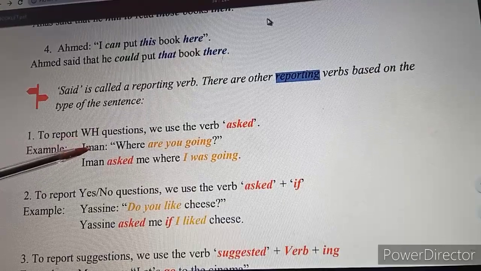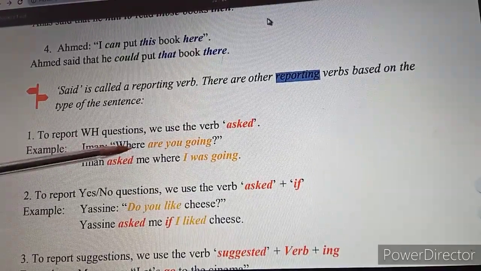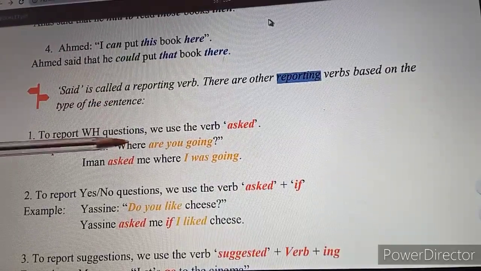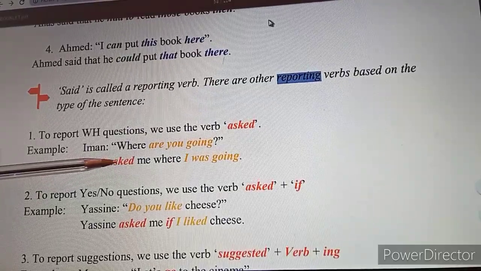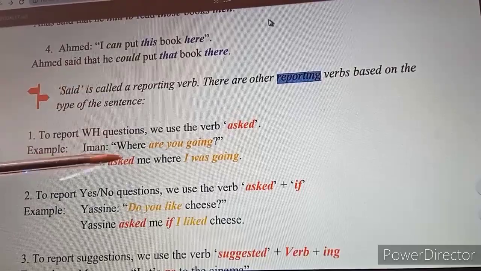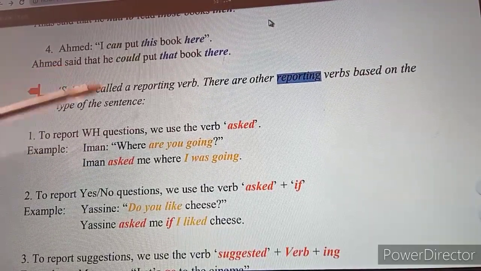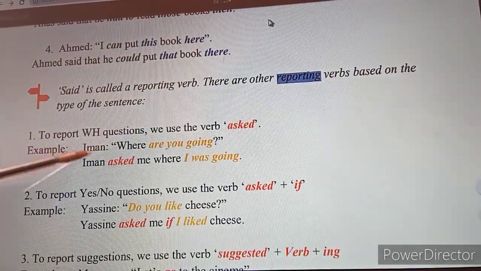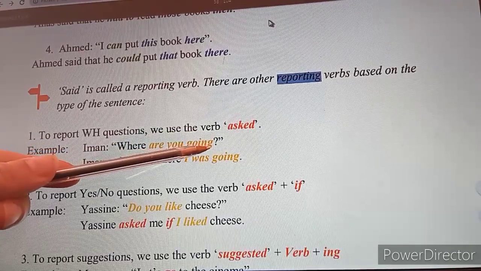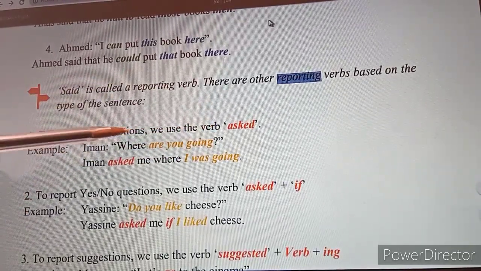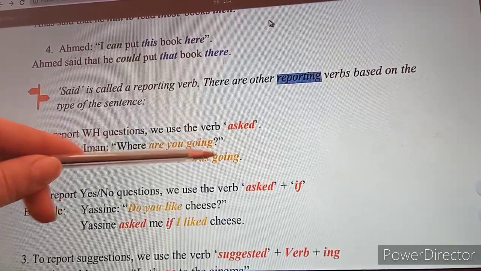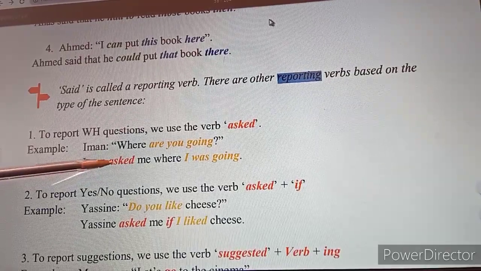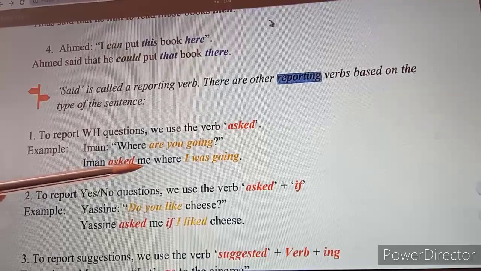So an example, Iman here says, where are you going? So this is a question, where are you going? So look what will happen here in this sentence. Iman asked. So look, here we didn't say said. Clear? Here we say asked. Sorry, here I said says, but asks. Iman asks, where are you going? Clear? Iman asks, where are you going? So here when we change the sentence, we will say Iman asked me.